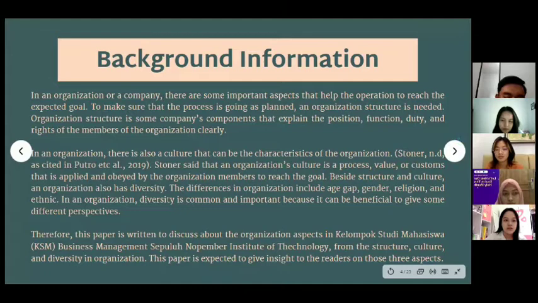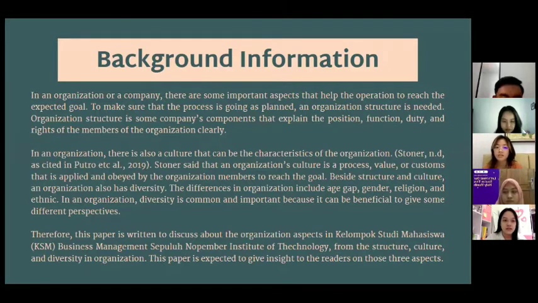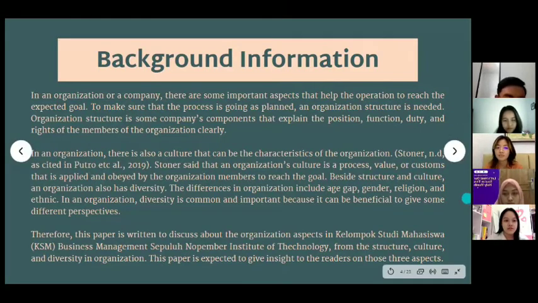Stoner said that an organization culture is a process, value, or customs that is applied and obeyed by the organization members to reach the goal. Besides structure and culture, an organization also has diversity. The differences in organization include age gap, gender, religion, and ethnic. In an organization, diversity is common and important because it can be beneficial to give some different perspective.